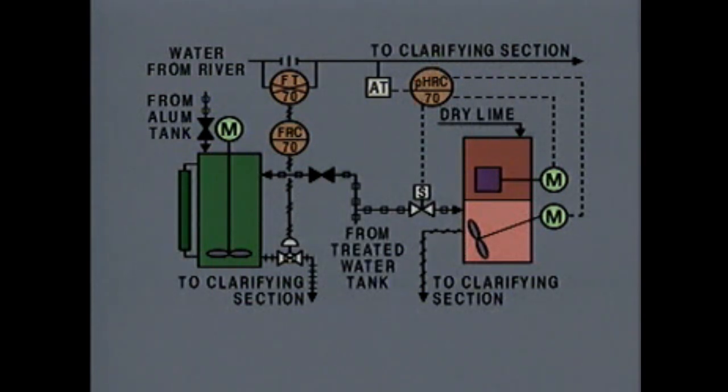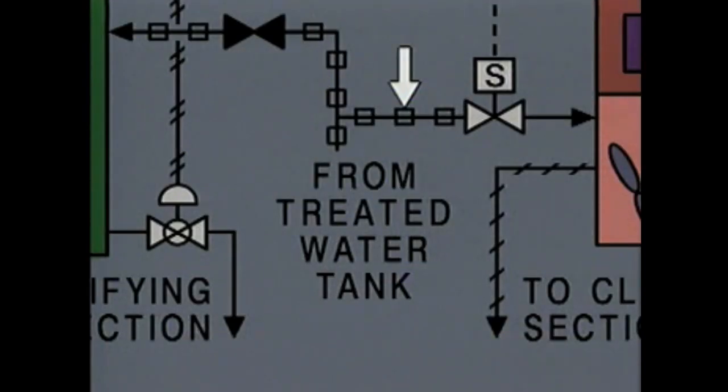The equipment in the lime system includes a dry lime hopper, a motor-driven shaker, and a mix tank and mixer. Lime is added to the hopper manually. The shaker dispenses the lime from the hopper into the mix tank. Treated water enters the system through this piping and is fed to the mix tank. The line symbol indicates that the treated water line is made of copper.